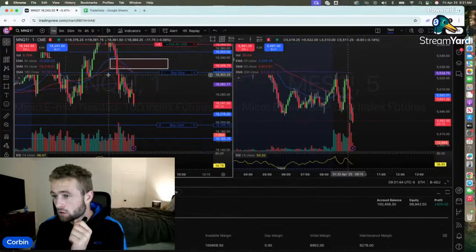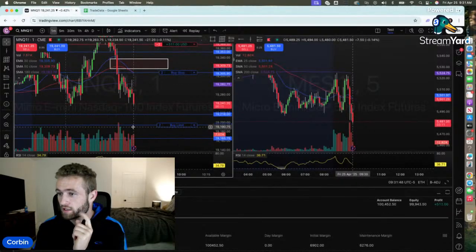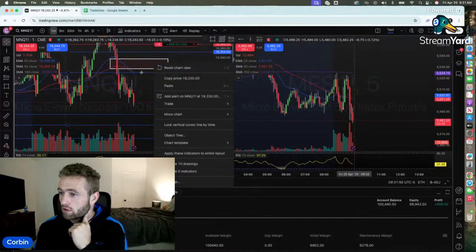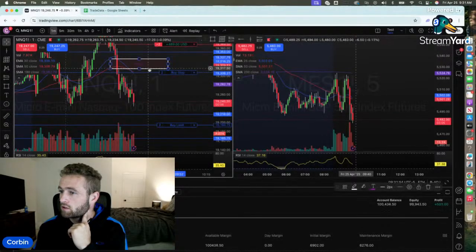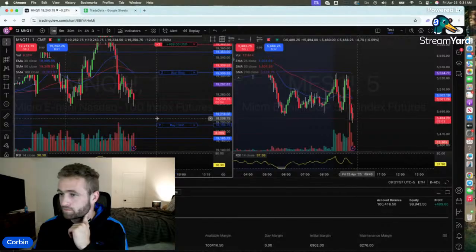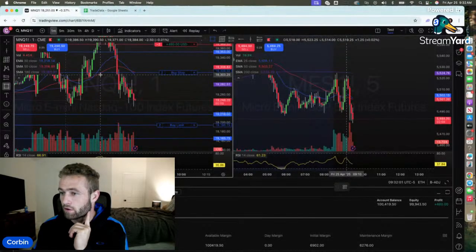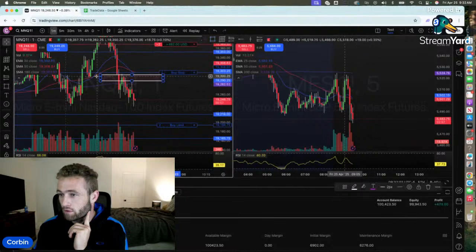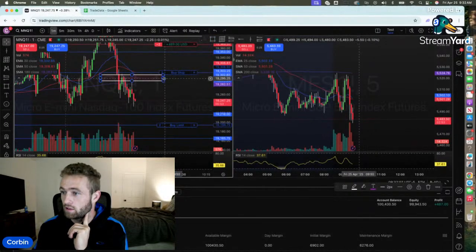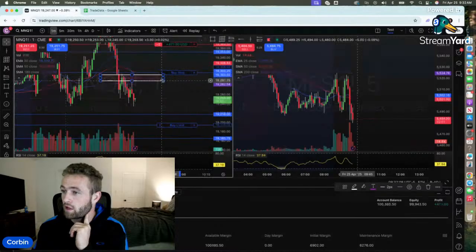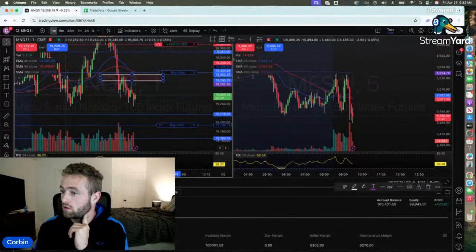Made another fair value gap right there. You can see it got tested, rejected. This one's no longer valid. Delete, delete, delete. It's no longer valid because you can see we got another fair value gap, a bearish fair value gap right there. Got tested, rejected. So that one's already been reacted off as well.